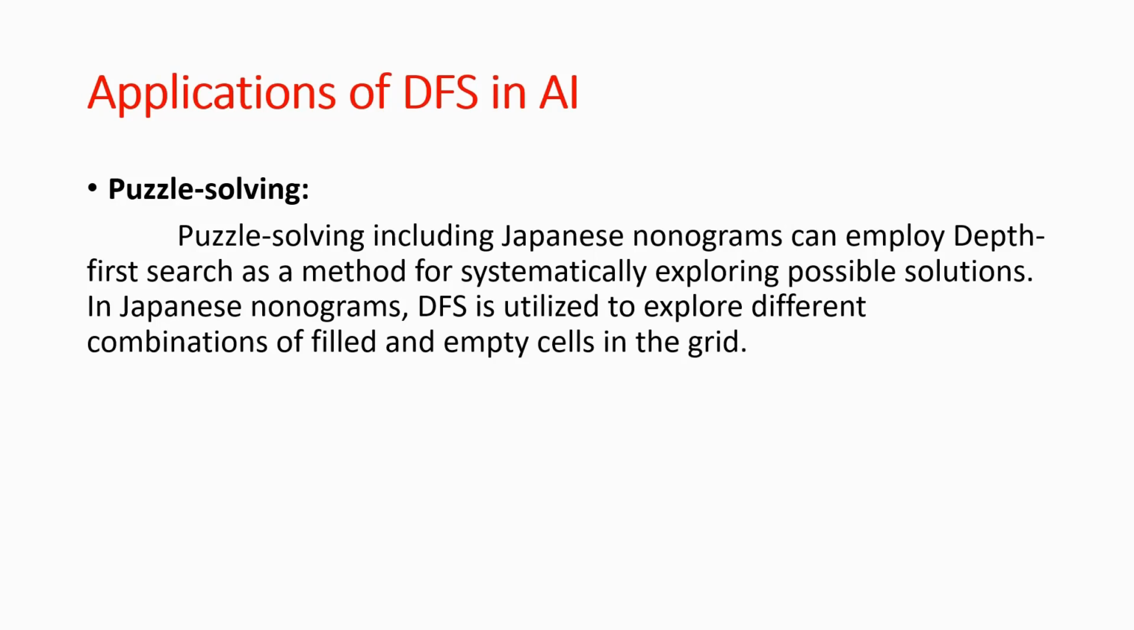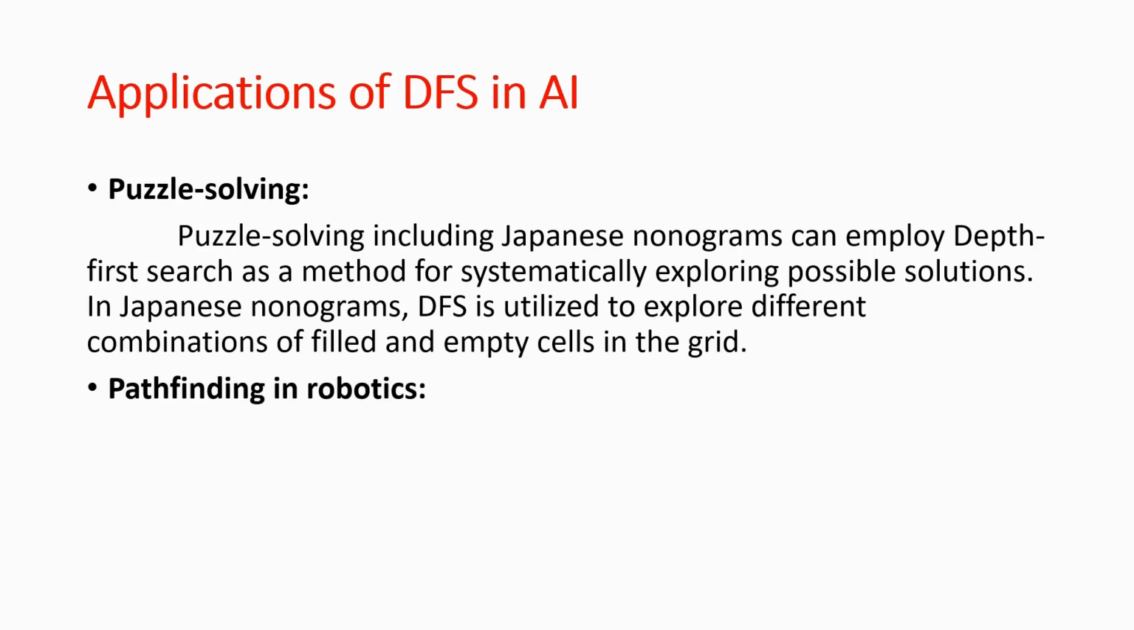So in nonograms, DFS is used to try out the different combinations of filling and leaving cells empty. It explores one possibility deeply, and if the path leads to a contradiction, DFS backtracks and tries another combination. It is systematic trial and error combined with backtracking. It is a classic application of DFS in constraint satisfaction problems.